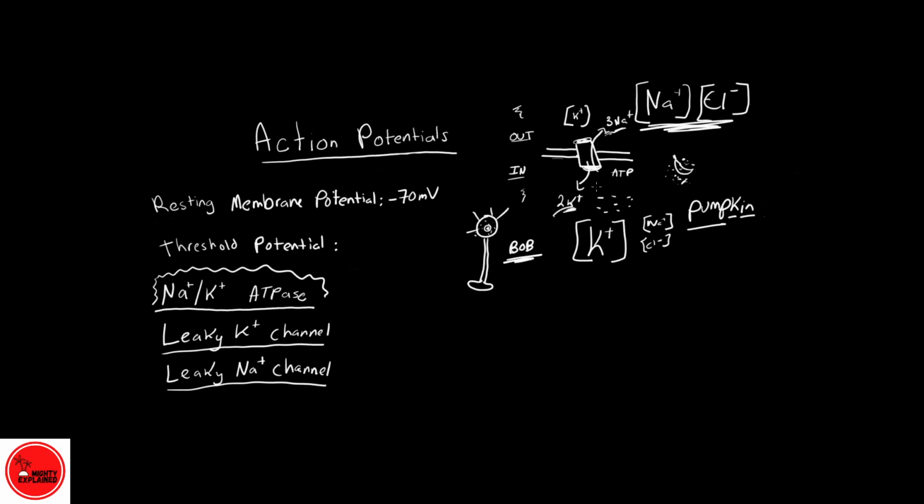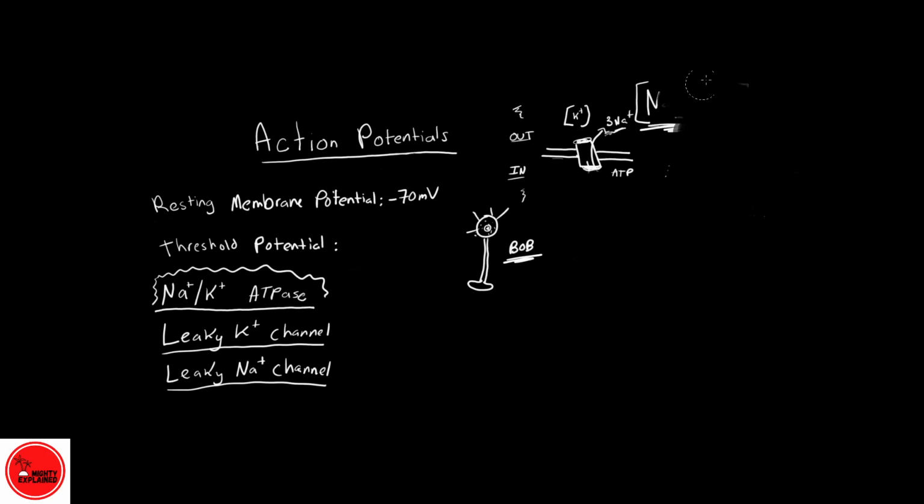So that is one of the channels. Now, let me do a little bit of cleaning here. So the sodium, potassium, ATPase pumps sodium out, pumps potassium in. It makes those relative concentrations where they are, and it makes the inside negative. Kind of a big deal there, huh? But you also have two more channels that play a role in making the inside negative. The leaky potassium channels right here, and then the leaky sodium channels.